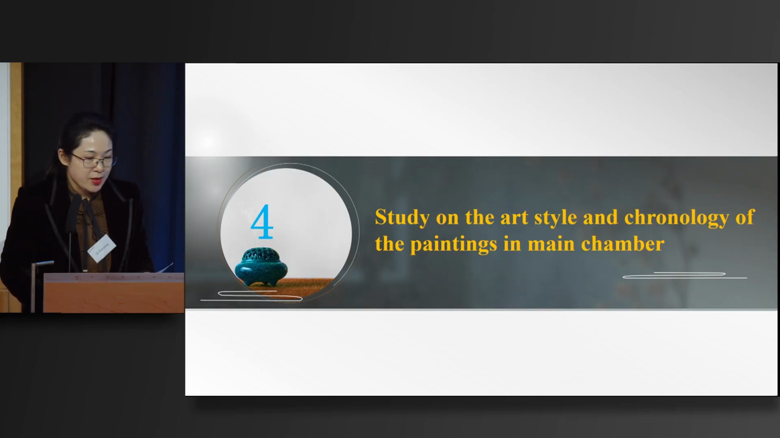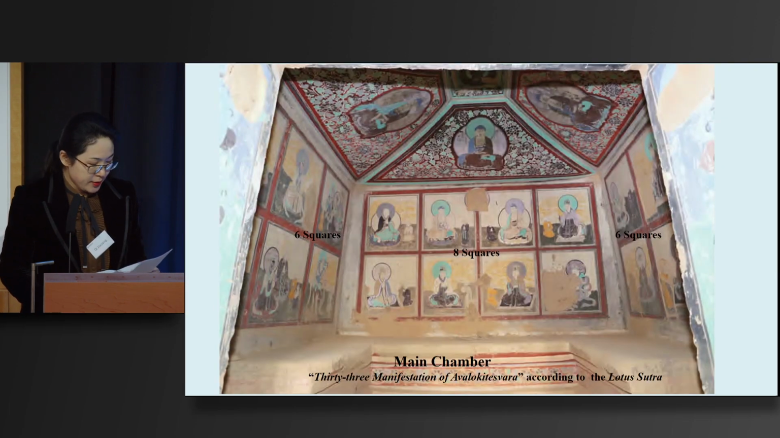Next, let's go to the study on the art style and chronology of the paintings in the main chamber. The main chamber of this cave is a more square, deep-roofed grotto with an east to west depth of about 3.8 meters and a north to south width of about 4 meters. Squares are painted on the west, south, and north walls of the main chamber.